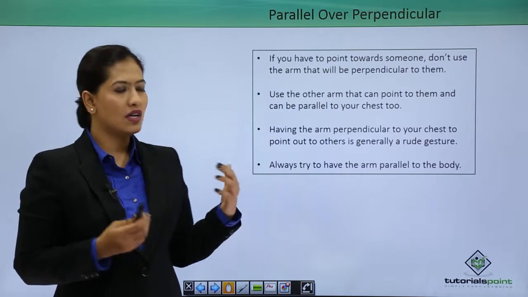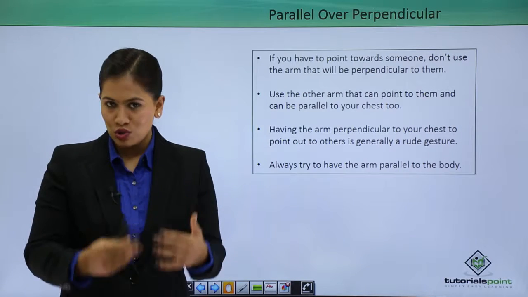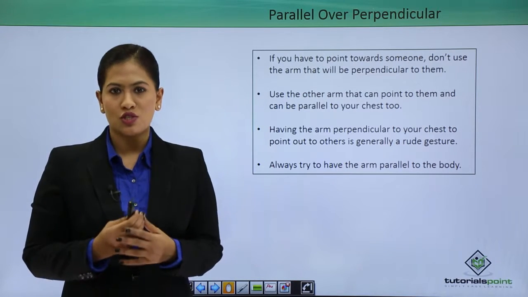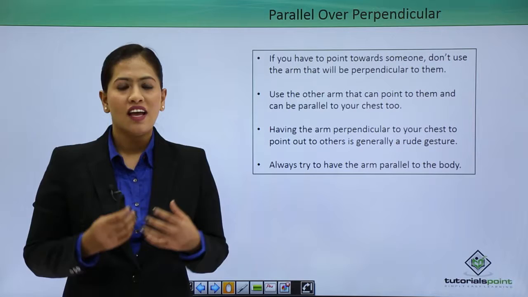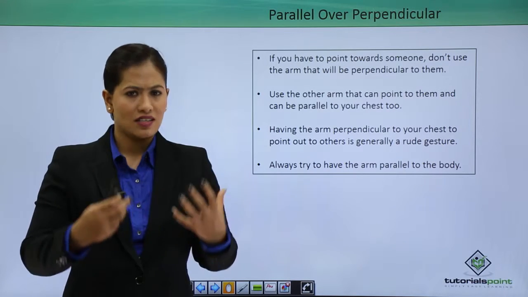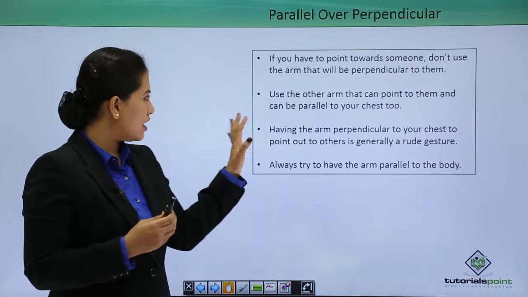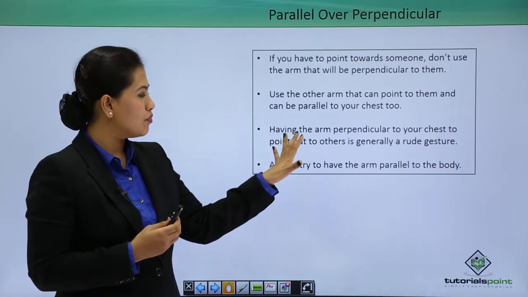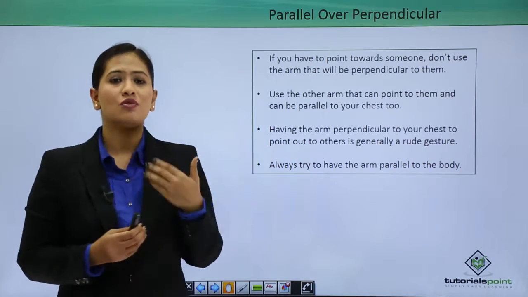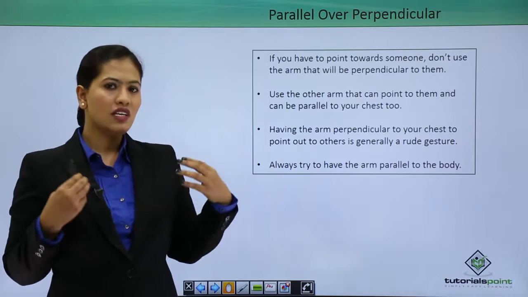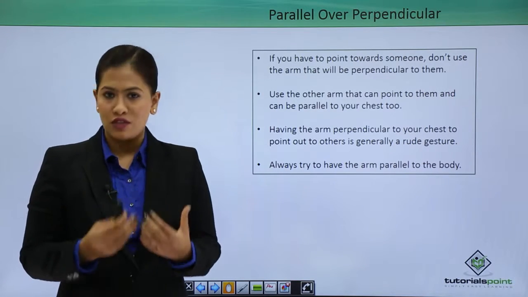So each time I give out a perpendicular body posture to somebody whom I am in conversation with or whom I am connecting with, I am giving out a very rude and subtle message that I am curt. So the advice is I go through the other arm that can point to them and can be parallel to your chest. So especially in group discussion, there's a mandate that we all follow.